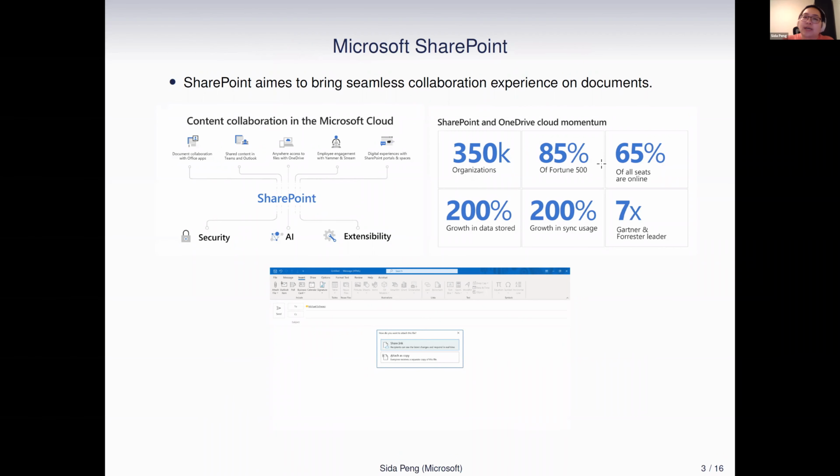So what we are going to talk about today is a new Microsoft technology called SharePoint. This might be a little unfamiliar to the academic side, but it is mostly used in the industry world. You can picture SharePoint as a combination of Dropbox plus Google Docs. It's a cloud document platform where you save your documents, say Word, Excel, PowerPoint, in the online drive, which Microsoft calls OneDrive.